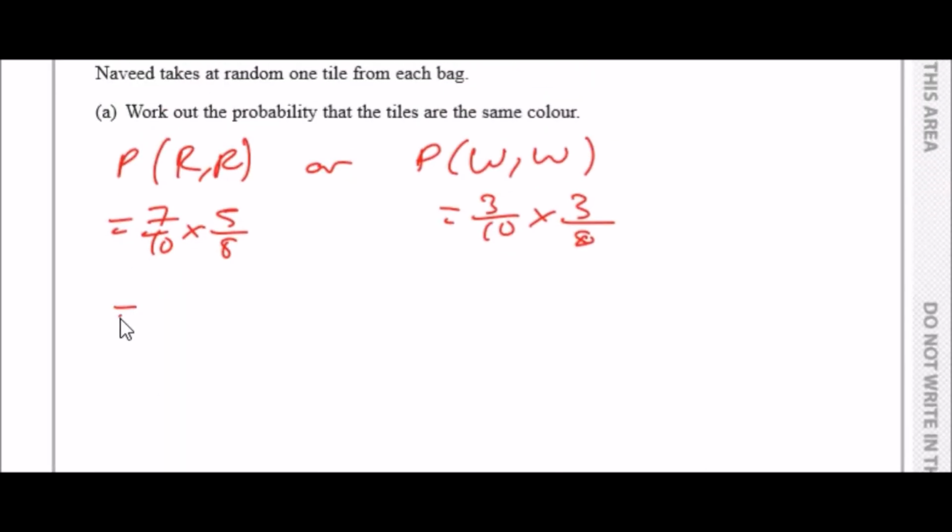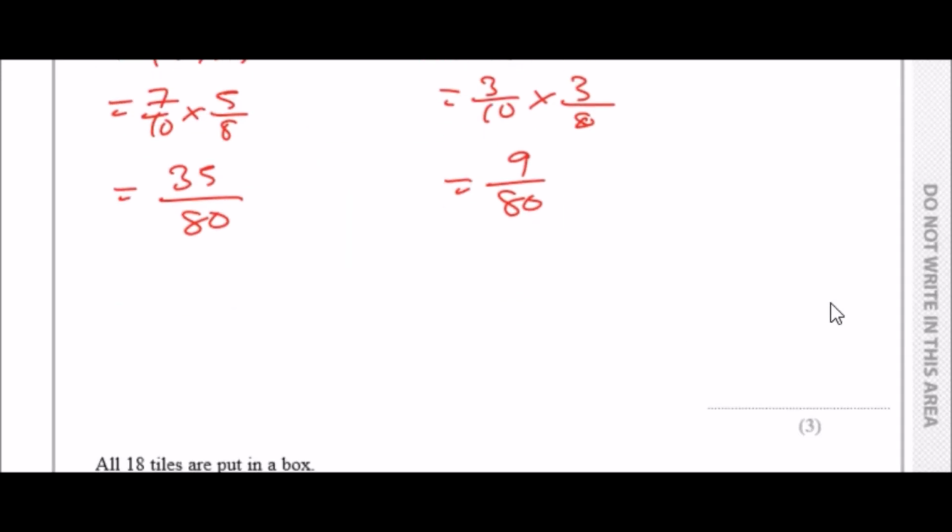So this probability is 7 times 5 is 35 over 80. 3 times 3 is 9. 10 times 8 is 80. And then add them up, you get 44 out of 80.